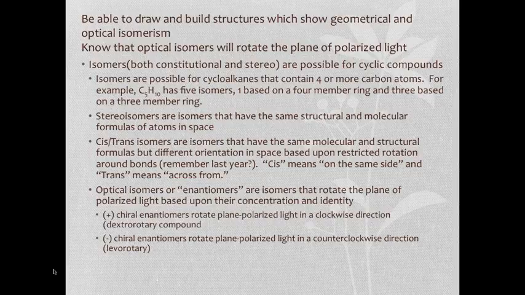Isomers are possible for cycloalkanes that contain four or more carbon atoms. For example, C5H10 has 5 isomers, 1 based on a 4-member ring and 3 based on a 3-member ring.